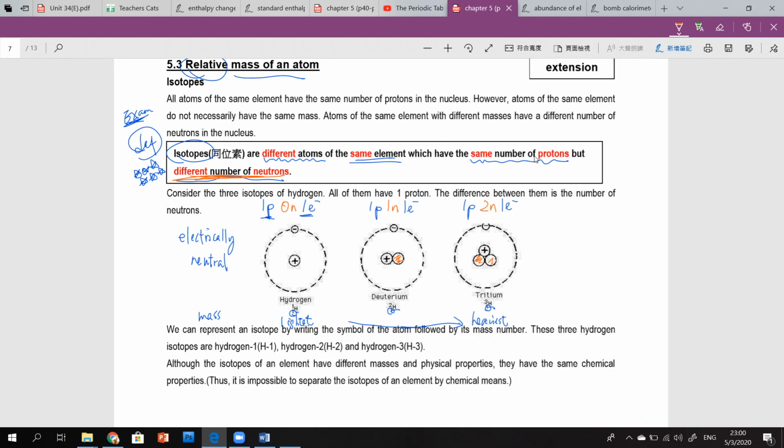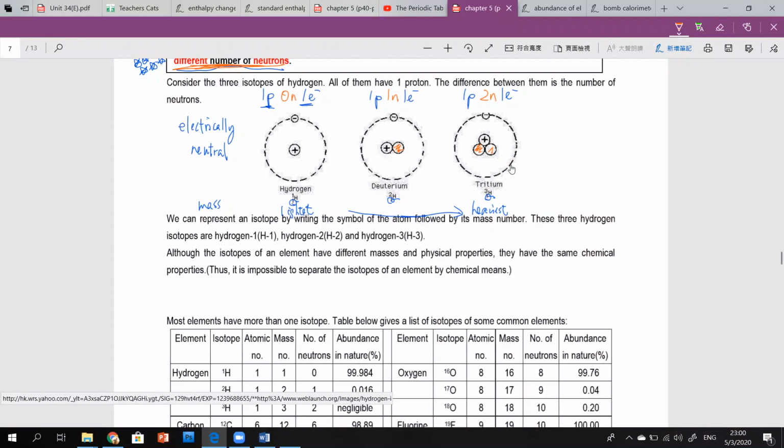So if you are going to express them, we will say hydrogen 1 in long form, or in short form, you may write it down like this: hydrogen-1, hydrogen-2, and hydrogen-3.